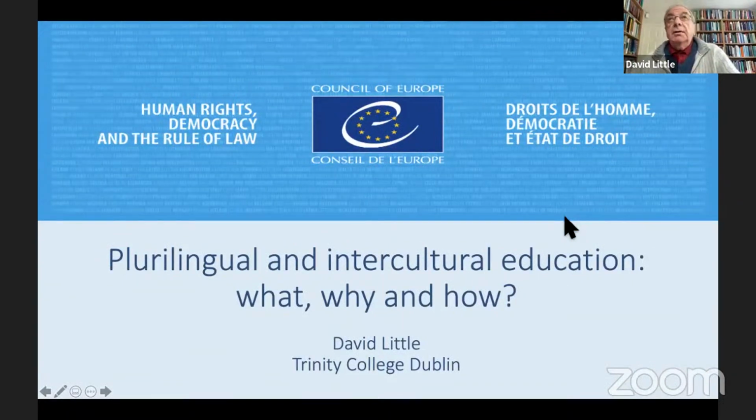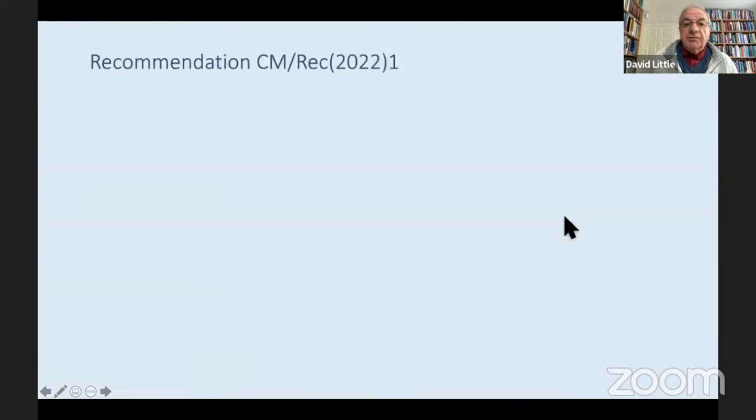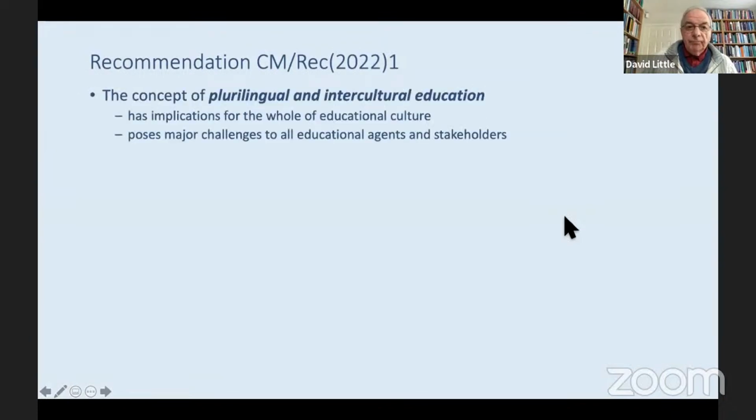As Sarah has just said, my topic this afternoon is threefold. What is plurilingual and intercultural education? Why do we think it's important? Why should we be attempting to implement it? And how do we go about it? But first, some preliminary considerations in relation to recommendation 2022-1. The concept of plurilingual and intercultural education has implications for the whole of educational culture. And that means that it poses major challenges to all educational agents and stakeholders.